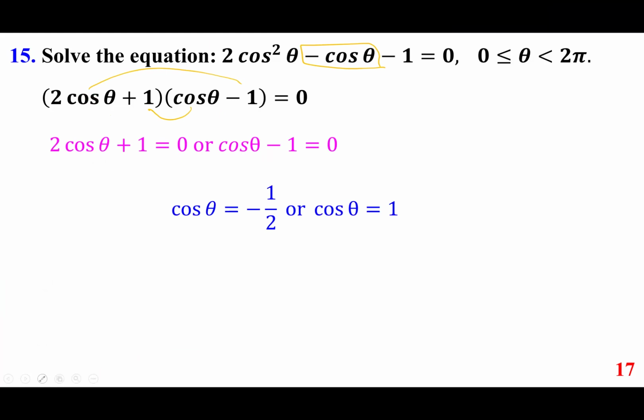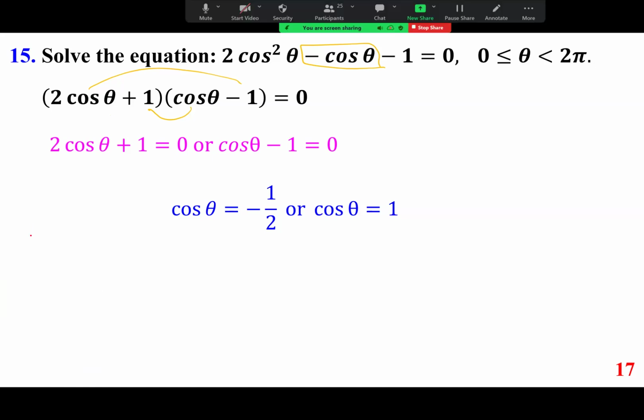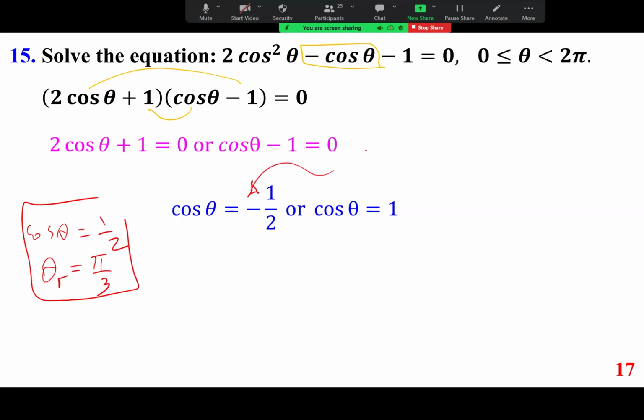Now, again, let's go with the reference arc. If you're looking at cosine theta being positive 1/2, that means the reference arc for this would be pi over 3, right? This is the reference arc. Because it's negative, it's in which quadrant? Remember, in quadrant 2 and in quadrant 3, cosine is negative. In quadrant 2, we say pi minus pi over 3. In quadrant 3, we say pi plus the reference arc pi over 3.